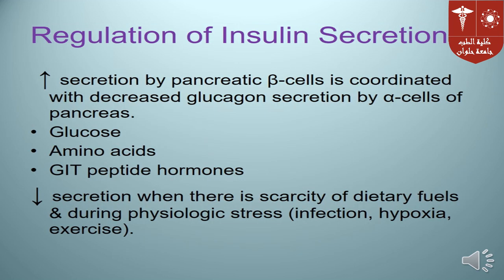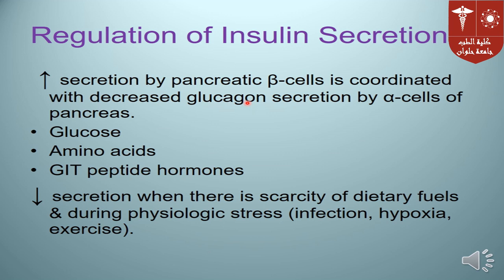About the factors regulating insulin secretion, the most important factor, like we said before, is glucose. So when the glucose level increases in blood, when there is hyperglycemia, this is the main and most potent stimulus for insulin secretion. Whenever insulin secretion by beta cells of the pancreas is increased, this is coordinated with decreased glucagon secretion by alpha cells of the pancreas. So when insulin is released from beta cells, this inhibits glucagon secretion by alpha cells of the pancreas. Of course, both insulin and glucagon are opposing hormones. They cannot be released at the same time. So when insulin secretion is increased, glucagon secretion is decreased.